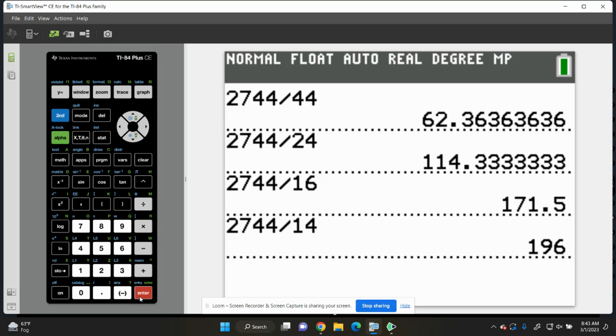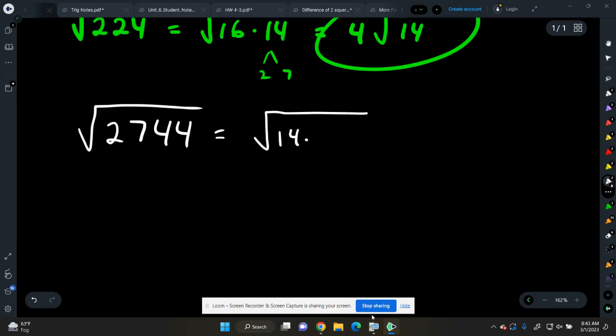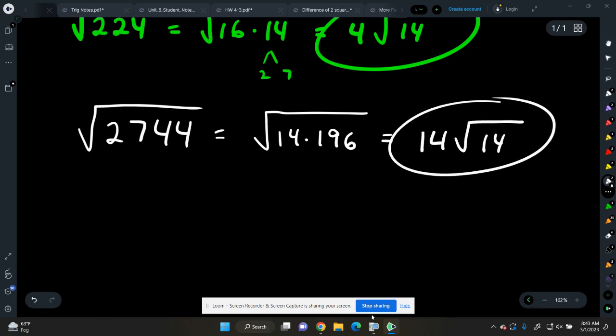Okay, 196. Oh, I like that. I'm liking 196. Perfect square. There you go. 14 times 196. You see how knowing those perfect squares is so helpful? So the square root of 196 is 14. And we're left with 14 times the square root of 14.